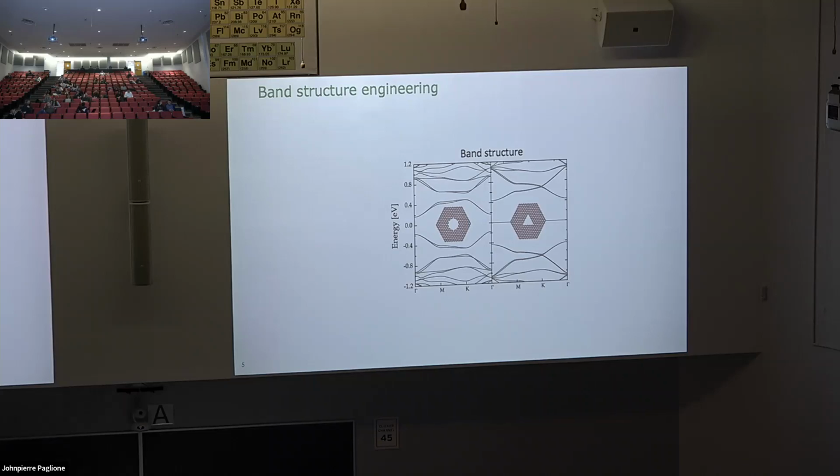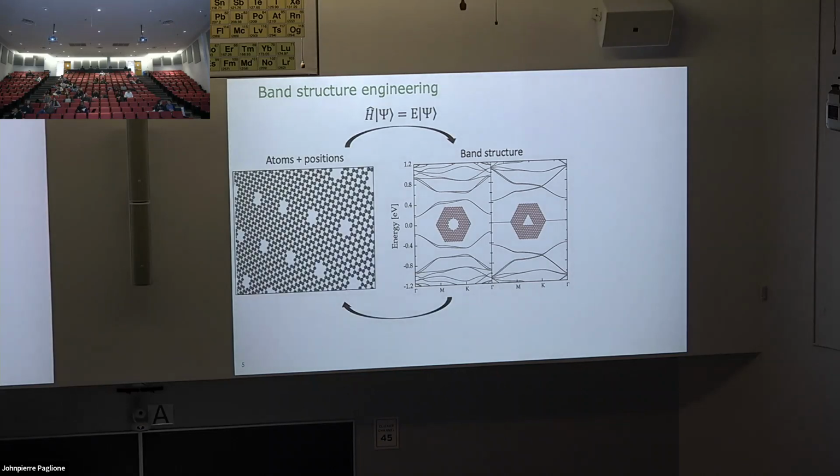Okay. You have some calculated band structure that you would like your material to have. You can then go back and ask yourself, what are the positions for the atoms? What are the types of atoms we need to have this change in the band structure? We just heard a nice talk about the chemist approach to band structure engineering, that is looking at the periodic table and then changing the elements of your lattice.